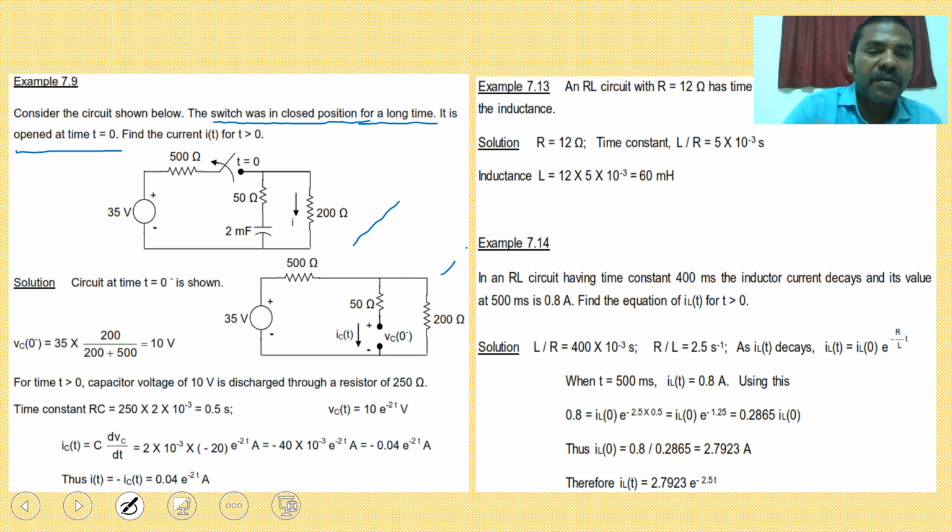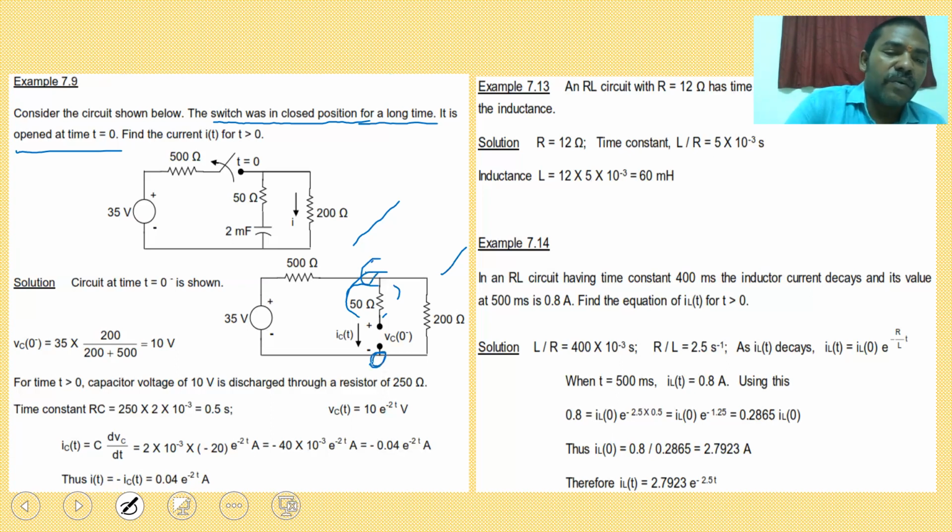So this is the circuit we are representing. In this case, you have to go for the calculation of the open circuit voltage across the capacitor. Here 500 ohms, 50 ohms and 200 ohms, three resistors are there. The capacitor is open circuited, so this resistance is open, this resistance is open. So we are calculating the voltage between these two points.